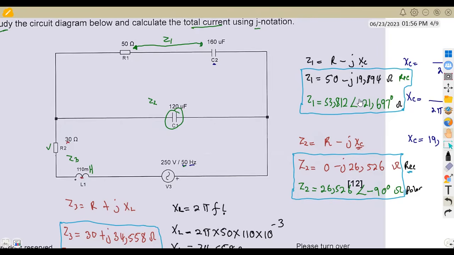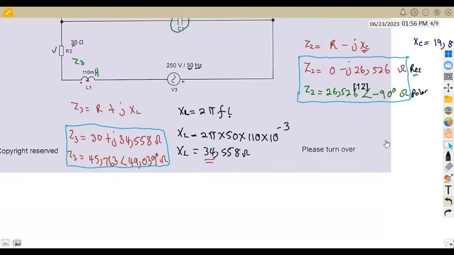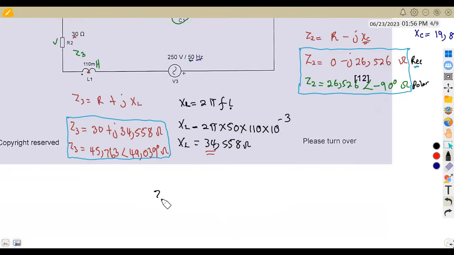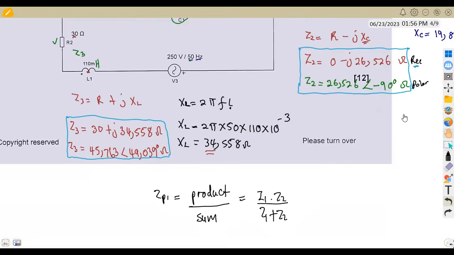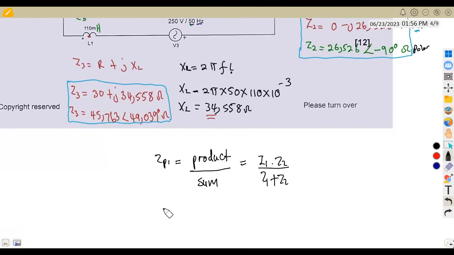All right, so let us start by finding the parallel combination ZP. In parallel, we are going to apply product over the sum, which is very, very important to note. So we said we've got Z1 and Z2 over Z1 plus Z2. Those formats that I was presenting before, this is where the formats are very, very important.